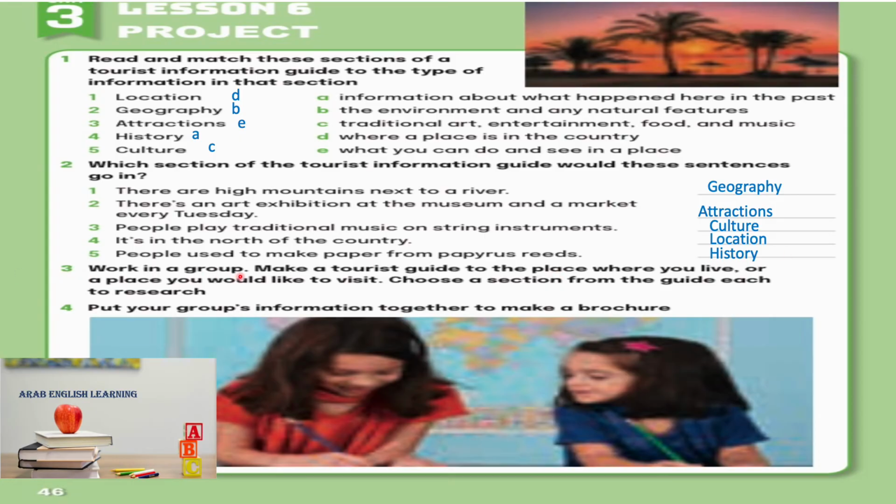Exercise 3. Work in a group. Make a tourist guide to the place where you live or a place you would like to visit. Choose a section from the guide each to research. In exercise 4, put your guide's information together to make a brochure, like a flyer.